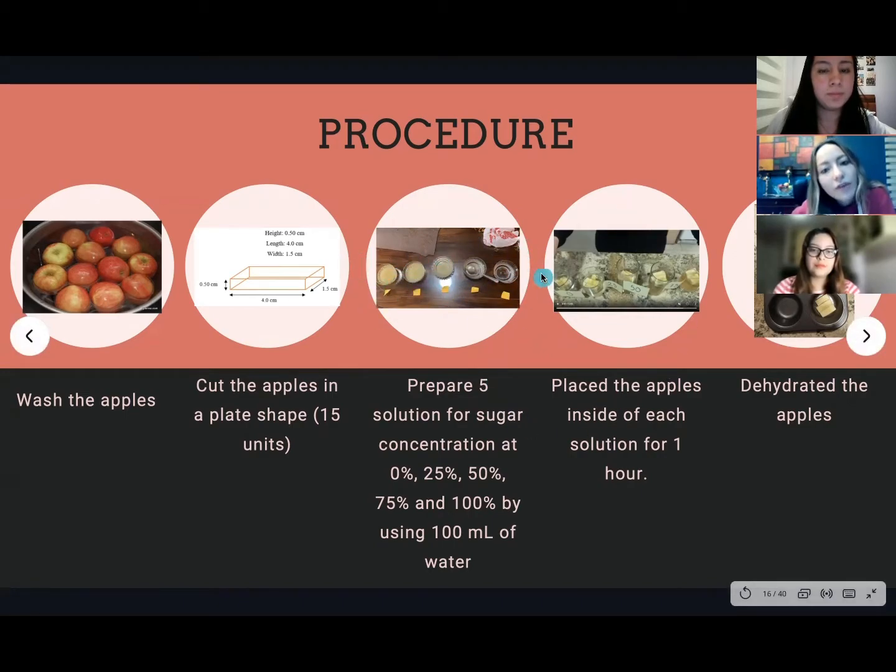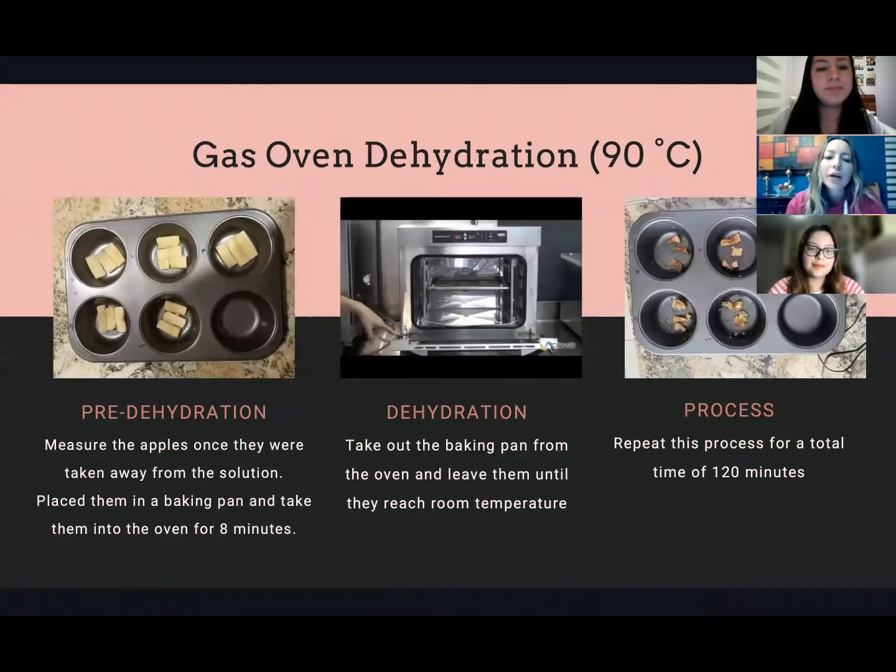After this process, 3 of the apple slices were placed inside each of the solutions and left for an hour. In this way, the apple will absorb the solution, and this will affect the dehydration process, considering its water loss. The oven will be preheated at 90 degrees Celsius. Subsequently, the apple slices will be taken away from the solution, and then their mass will be measured. When this is done, all the apple slices will be placed in a baking pan and taken into the oven for about 8 minutes. Then the baking pan will be taken out and left on a surface, so that all the apple slices will adopt room temperature. Later, they are ready to be weighed. This process will be done for a total time of 120 minutes.